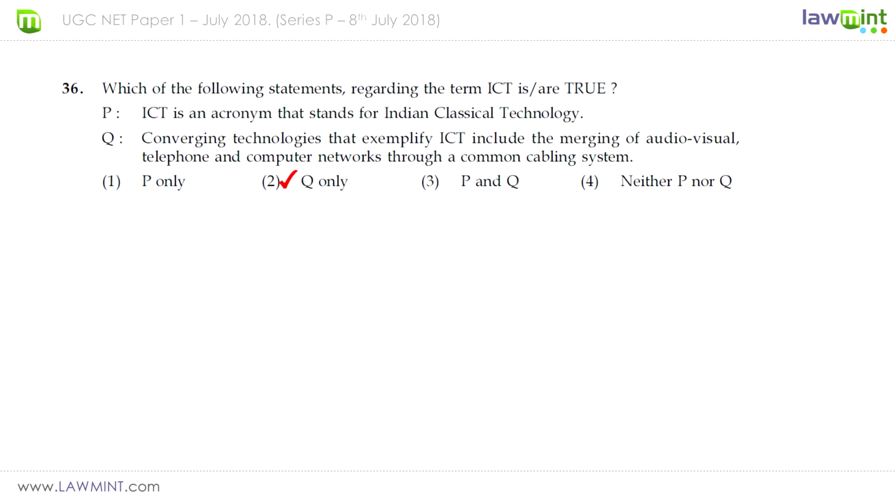To talk a little bit about converging technologies, if we take a Hathway internet connection, then Hathway gives us both cable TV as well as broadband internet through the same cable. So this is convergence. Similarly, the upcoming Reliance Jio Fiber network is expected to give us telephony and broadband internet and cable TV through the same cable. So this is again a further example of converging technologies. So option 2, Q only, is the correct answer.